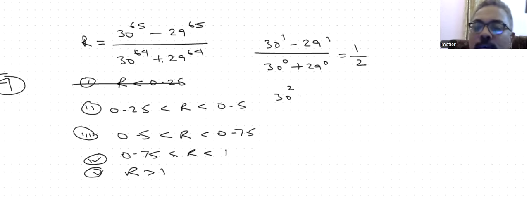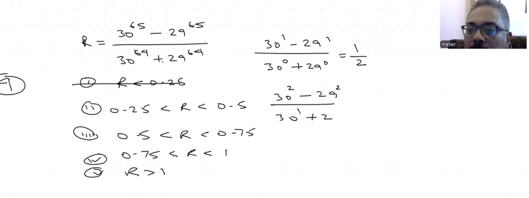Next, 2-1 combination. First we went with the 1-0 combination, then the 2-1 combination. So what are we getting here? 30 square minus 29 square, a square minus b square, then a plus b. So a plus b into a minus b in the numerator, denominator is a plus b. So a minus b is coming. So it is 1.